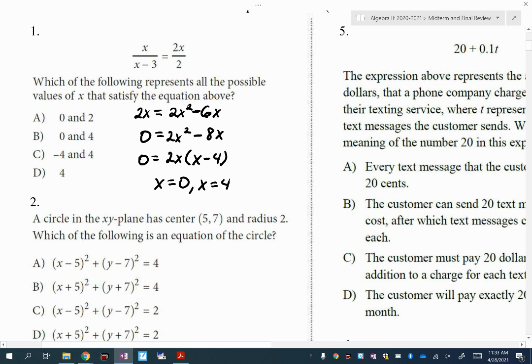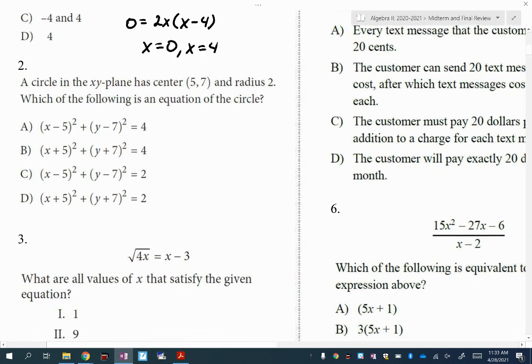All right, now, always before you answer the question, go back and look. Do these have any issues? Like if I plug in 0, do I make a 0 in the denominator? Same with 4, and I do not, right? Neither of these are extraneous. They are both solutions. So 0 and 4 is the answer.